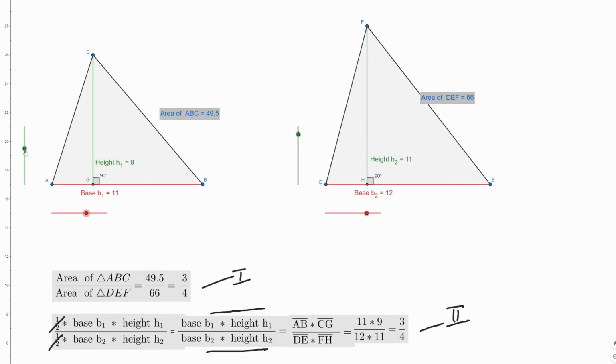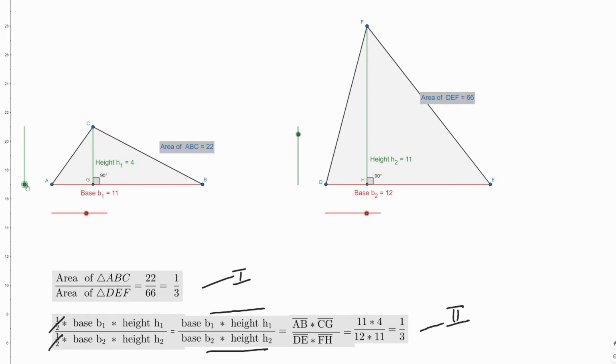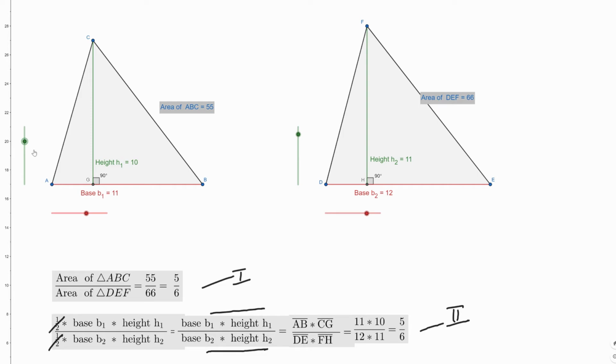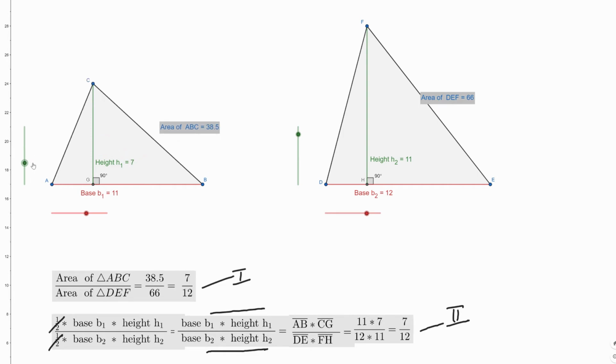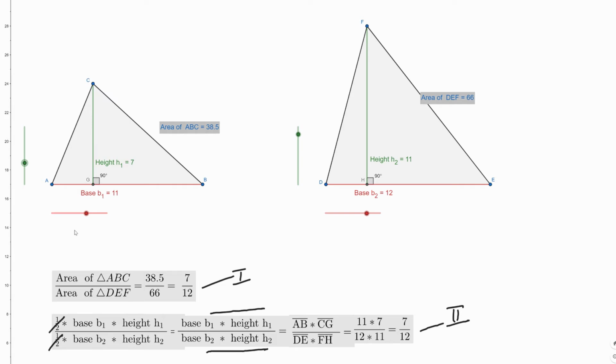Now what happens if I change the height? Same thing. See, same thing. Same thing is happening. Okay, so the two ratio values don't change. So what does this mean?